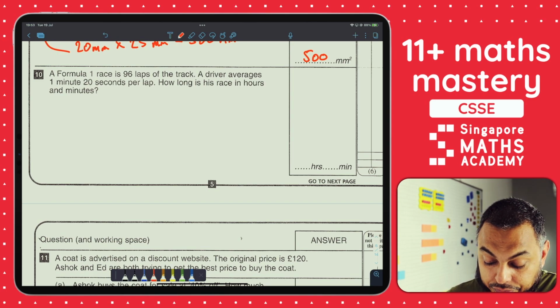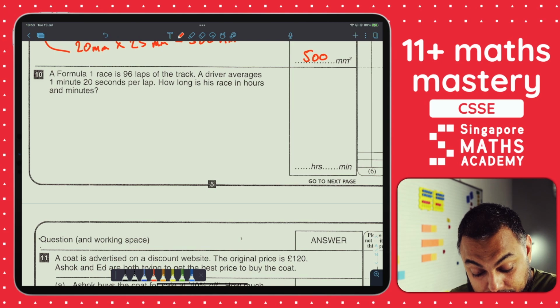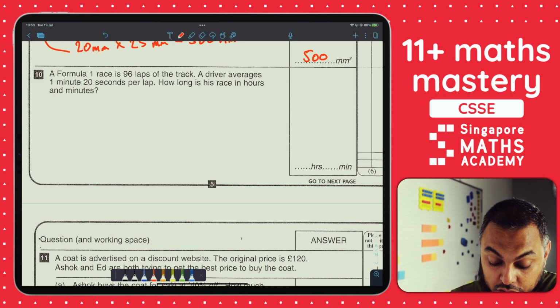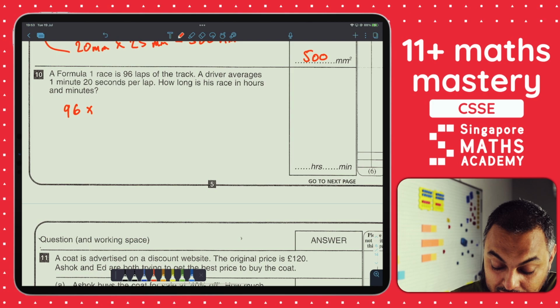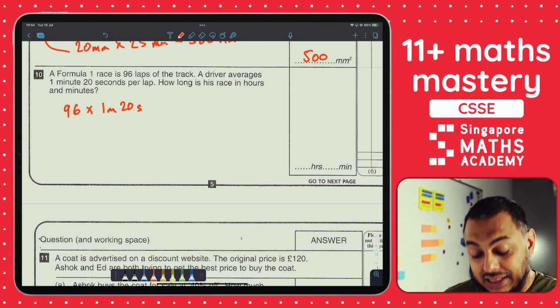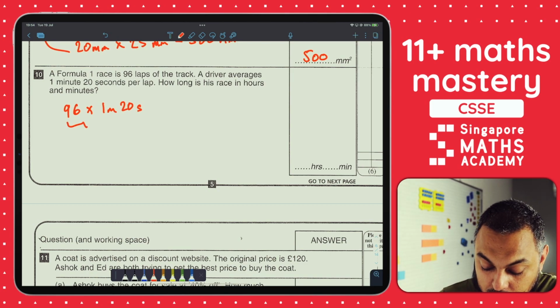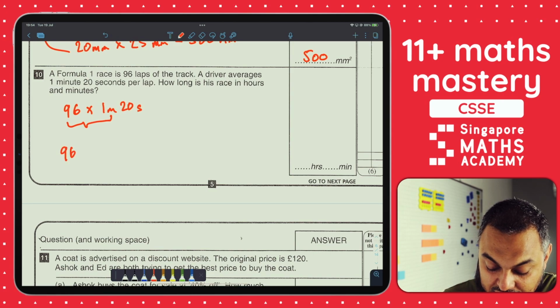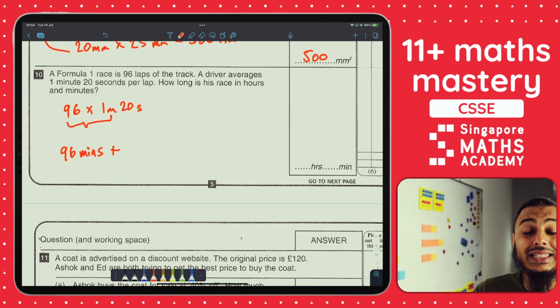Okay, so a driver averages 1 minute 20 seconds per lap, but a Formula 1 race is 96 laps. So what do we need to do? We need to work out 96 times 1 minute and 20 seconds. So we have to do that 96 times. Well, 96 times 1 minute is 96 minutes, plus 96 times 20 seconds.